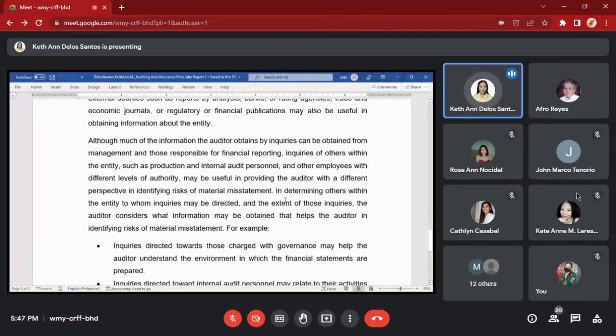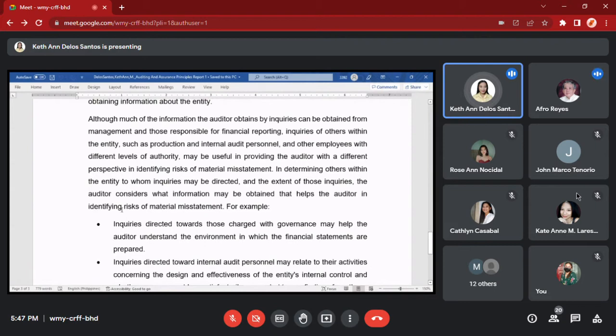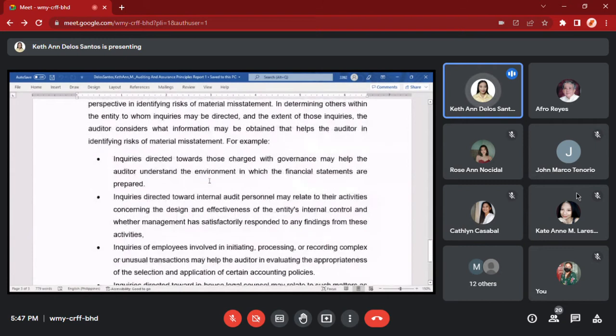In determining other within the entity to whom inquiries may be directed and the extent of those inquiries, the auditor considers what information may be obtained that helps the auditor in identifying risk of material misstatements. For example, inquiries directed towards those charged with governance may help the auditor understand the environment in which the financial statements are prepared. So, pwede daw mag-conduct ng mga inquiries directed to those charged with governance or sa mga tao or sa organization na responsible sa strategic direction and accountability ng isang entity.